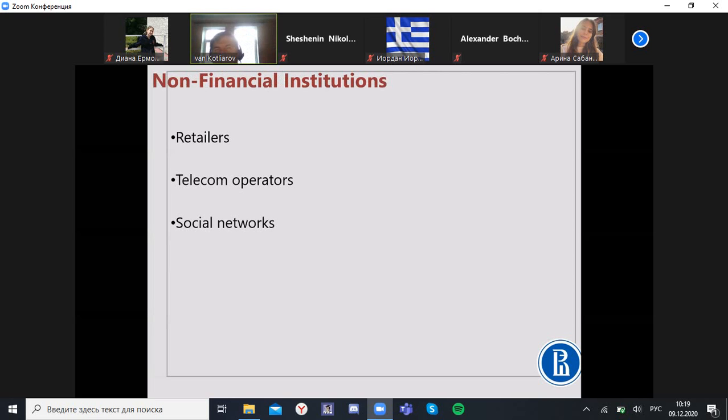Non-financial institutions are also interested in finance. Here we have some examples. Retailers, okay, Пятерочка, Lenta, or for example, AliExpress, also a retailing company. Telecom operators like Megaphone, social networks, etc. Obviously, these non-financial institutions are customers for financial services because they need debts, etc.